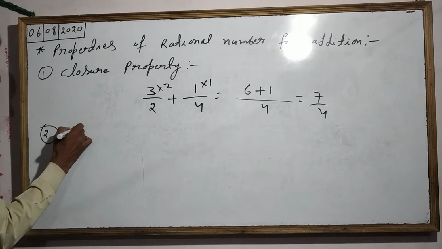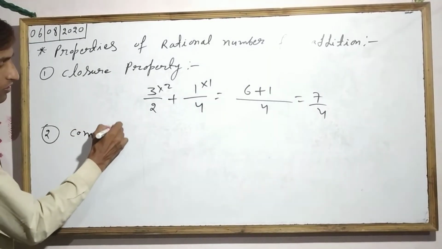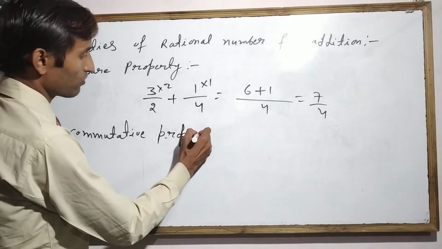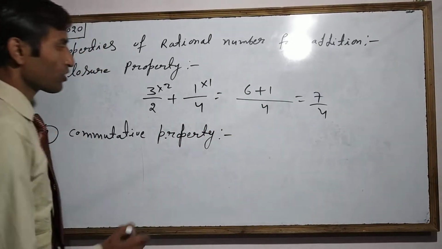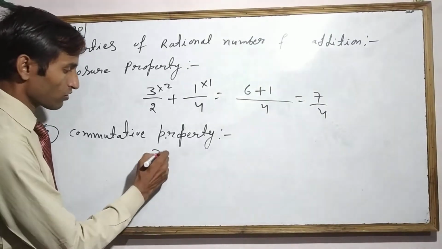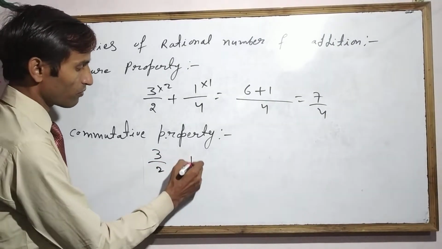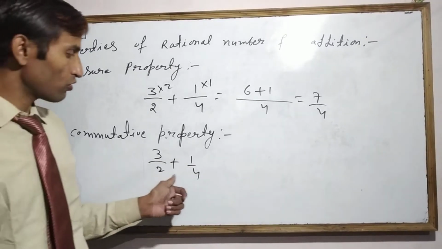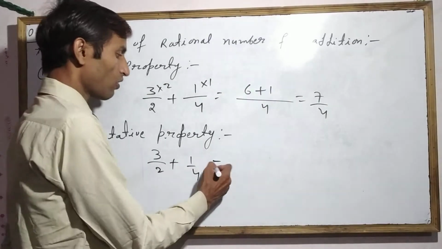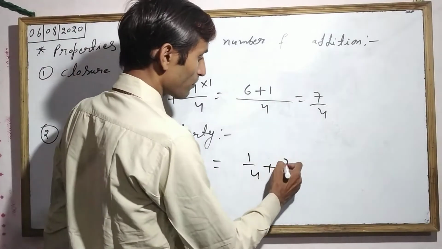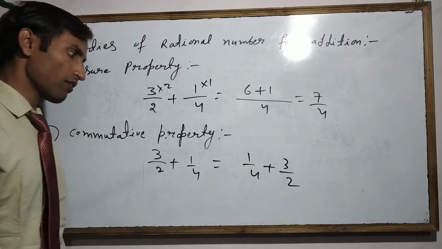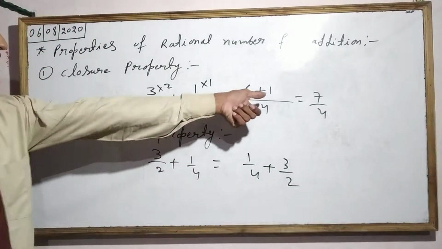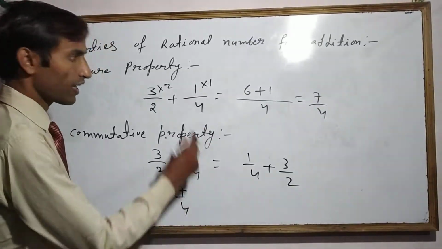Now the second property is the commutative property. In the commutative property, we take two rational numbers, 3 upon 2 and 1 upon 4. We add them. First I have written 3 upon 2 plus 1 upon 4, or either you can write 1 upon 4 plus 3 upon 2. Again you will get the same. Just find the addition of these numbers. We will get 7 upon 4, because I have already added them.